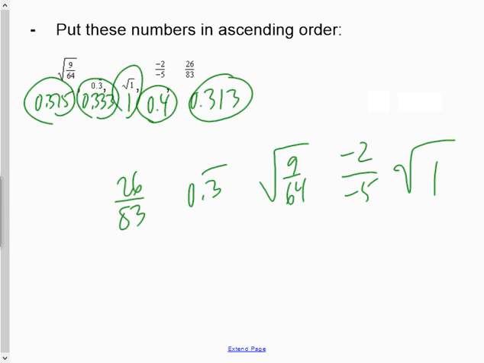So the solution to the question, put them in ascending order. Those would be all of the rational numbers or irrational numbers. No, they're all, no, I guess one's repeating, but that's still a rational number. So these are all rational numbers in ascending order.